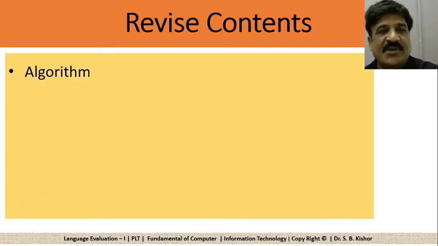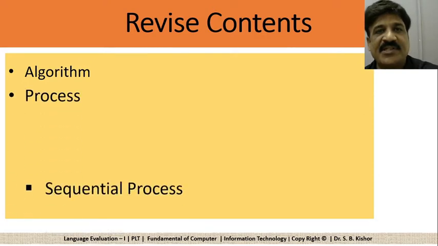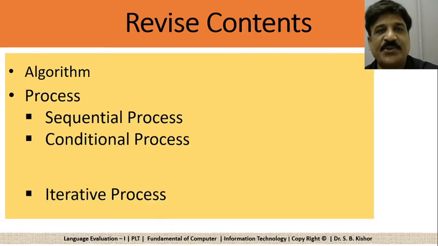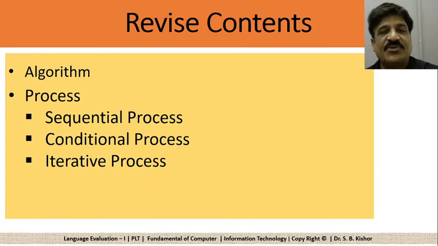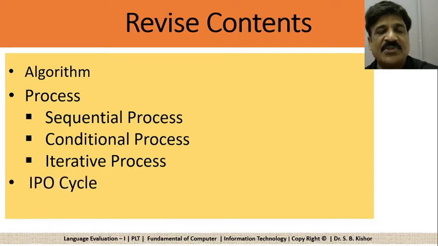We have discussed the algorithm, then we have seen what is a process. Under that we have discussed the sequential process, conditional process and iterative process, and using these we have solved almost 70 to 75 algorithms. Then we have seen the IPO cycle, called the input process and output cycle, and finally in our last session we have discussed how to draw flowcharts, and their importance.